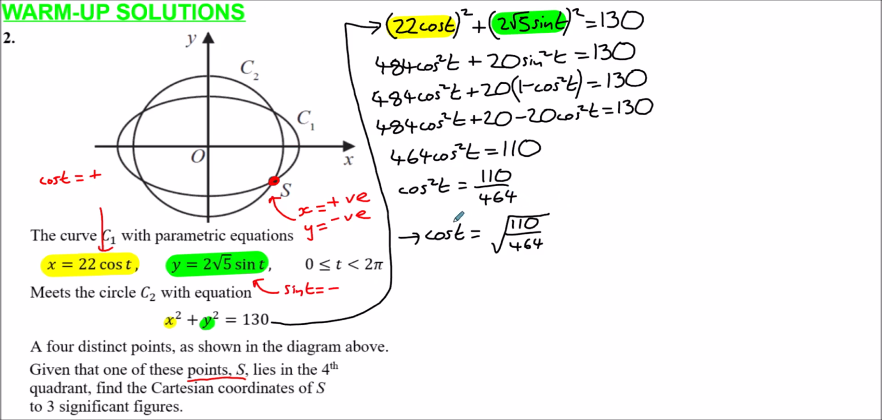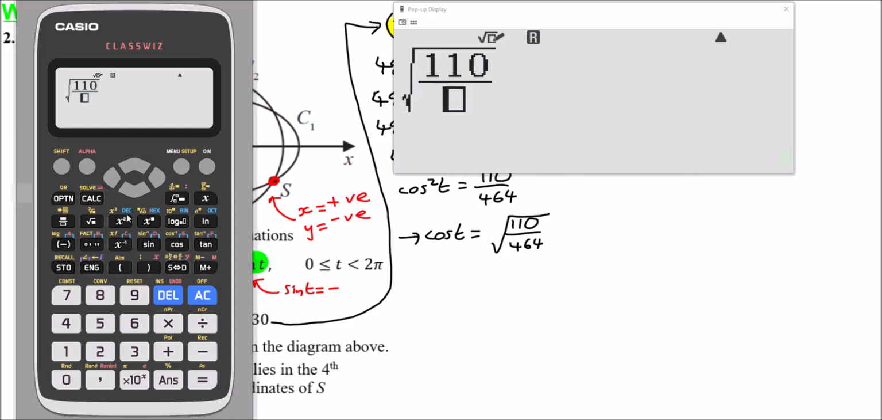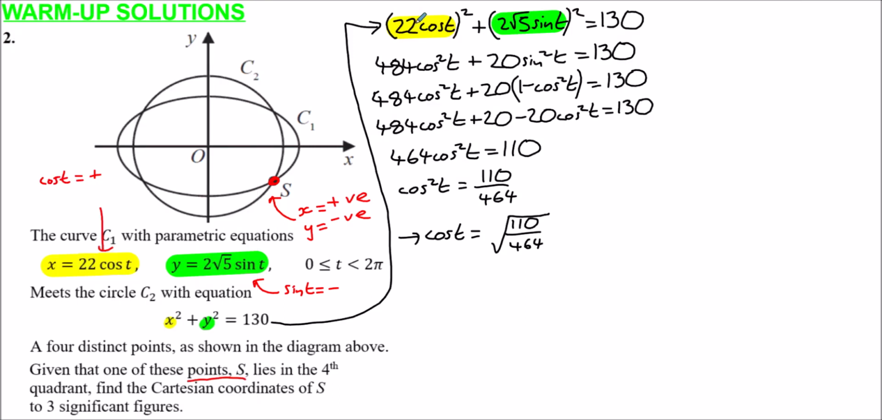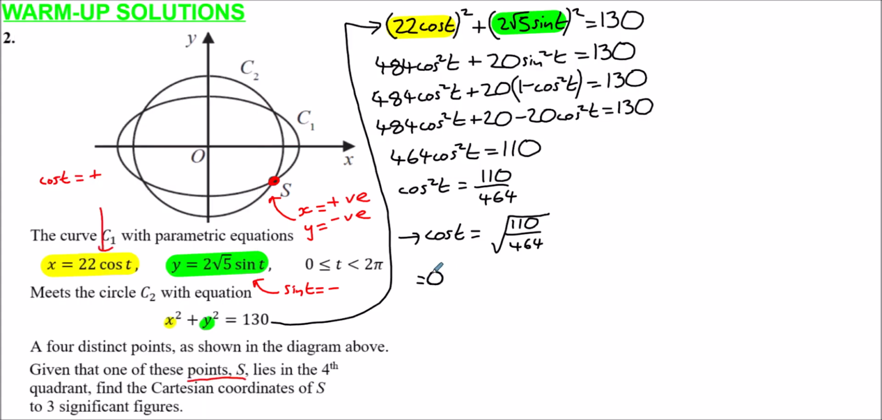But first of all, let's do cosine t, which is the square root of 110 over 464. We can get one value from it here. So square root 110 over 464. That gives 0.486, and so on. So that's going to be the first value, which you can write down here. So cos t, we've got, is 0.48689, and so on. So that's what we have so far.